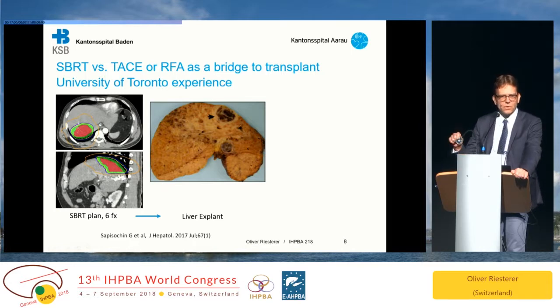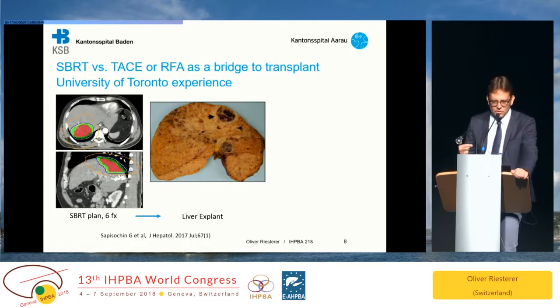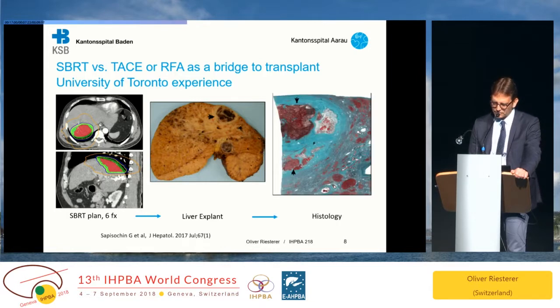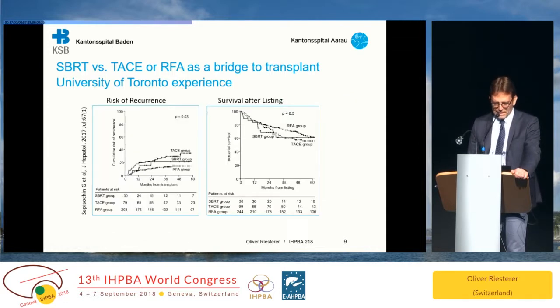As I said, we draw a margin of 1 centimeter around the tumor, and we induce fibrosis in this area around the tumor, and necrosis in the tumor. Here you see the histology of the rest of the tumor, and here in blue the fibrotic area around the tumor.